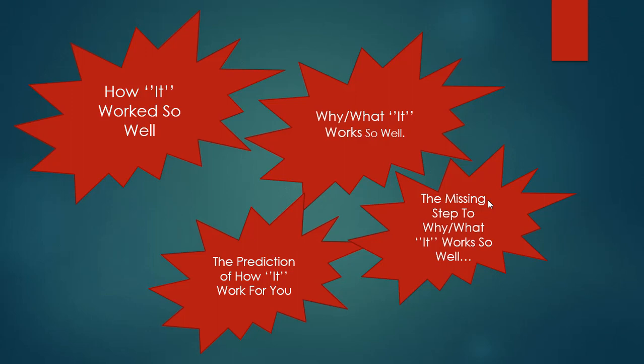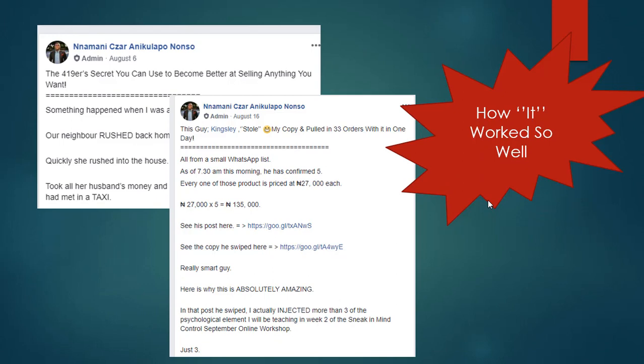The third one is the missing step to why it works so well, the missing step to what works so well. Okay, I want you to look at your screen so you understand what I'm saying. They are different, they are the same thing. The missing step to why it worked so well can also be the missing step to what works so well. They are two different stuff, but under the same category. Do you understand? Why it worked and what worked so well. All right, now the fourth one is the prediction of how it will work for you. We're going to be getting right into them one by one so you understand.